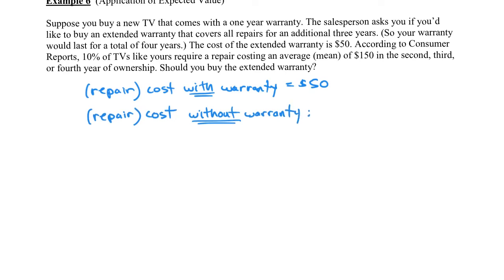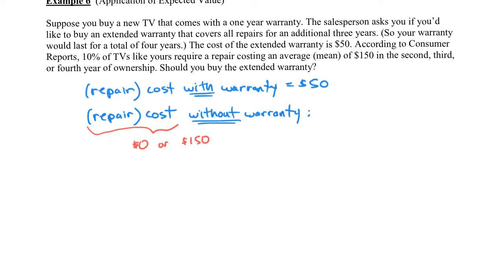Well, now this depends. This one's not as easy. So you could think of it like this. This repair cost without the warranty, well, it could be $0, right? Or it could be $150. So if the TV needs to be repaired, it's going to be $150. If it doesn't need to be repaired, it's $0. So we have to figure out by using the expected value what we would expect to pay. We can do that this way.